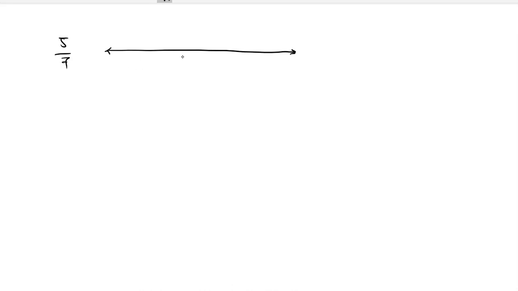So will it lie on the right side of 0? Suppose this is 0. So will it lie on the right side of 0 or on the left side of 0? Now I believe that all of you know what is a number line. On the right side of the 0, there are all positive numbers. So this 5 by 7 will definitely lie on the right side of 0. On the left side, there is -1, -2, -3, and so on. I'm not concerned with the left side, but I'm concerned with the right side.